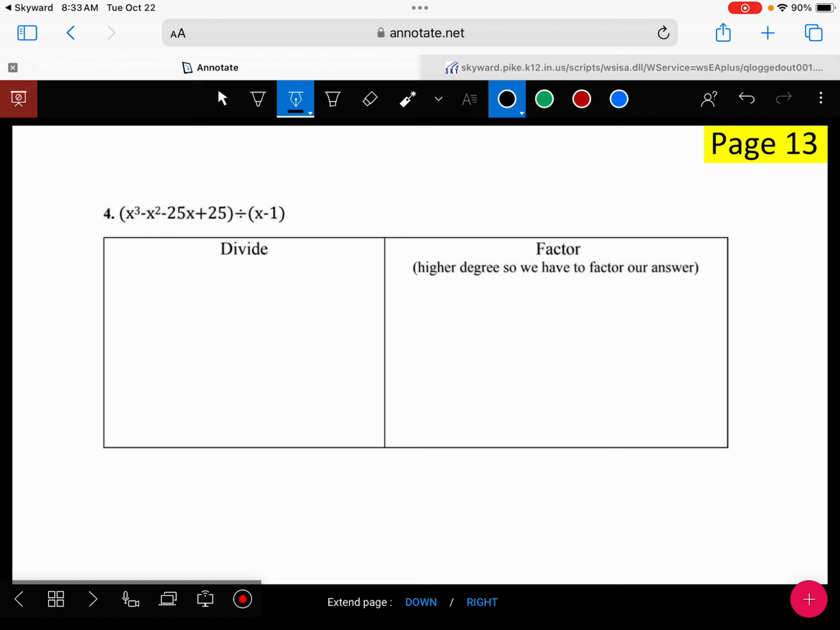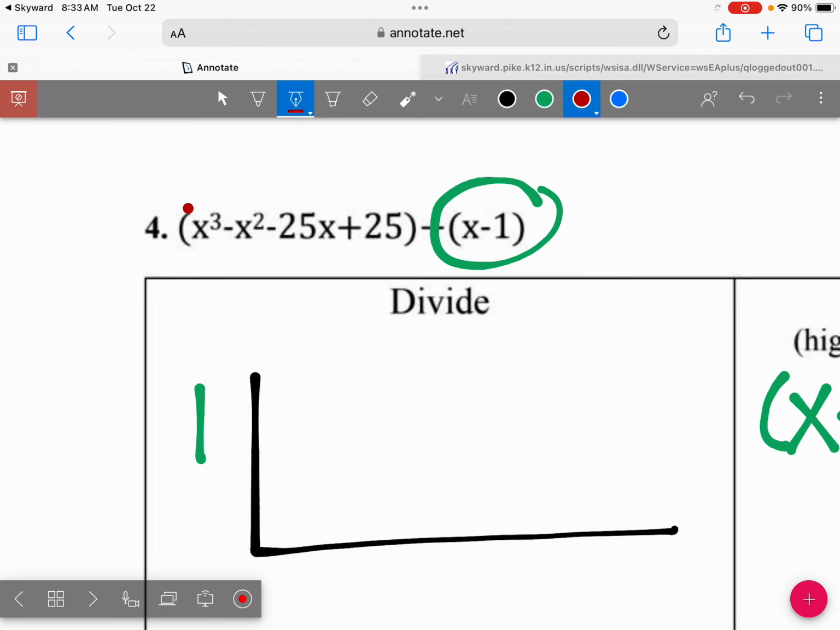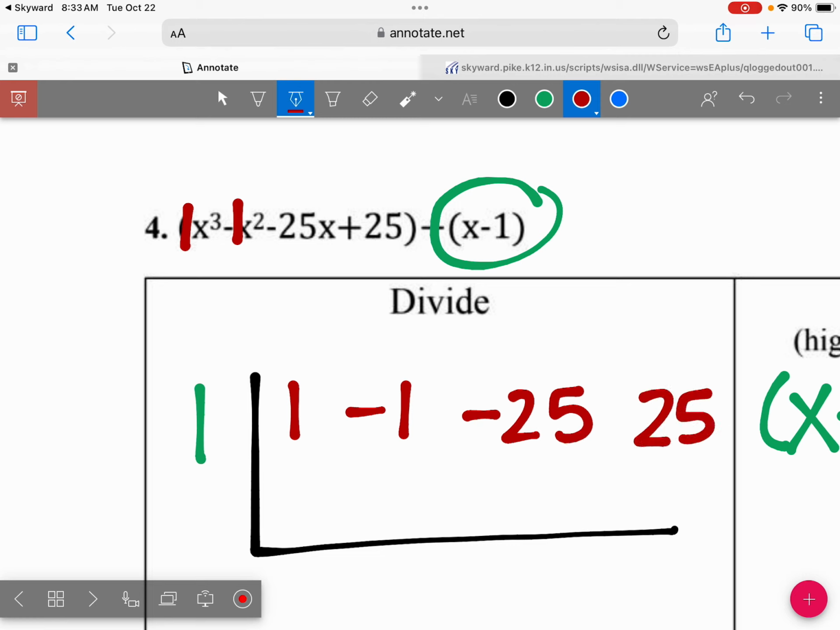Number 4 is our last one. Set up synthetic division. What would be the number that goes on the outside of the L? Set the x minus 1 equal to 0. Well, that's my first factor, so I'm going to write that over here too. So when I set that equal to 0, I get a positive 1. And then I have a 1, a negative 1, a negative 25, and a positive 25. Go ahead and do synthetic division.